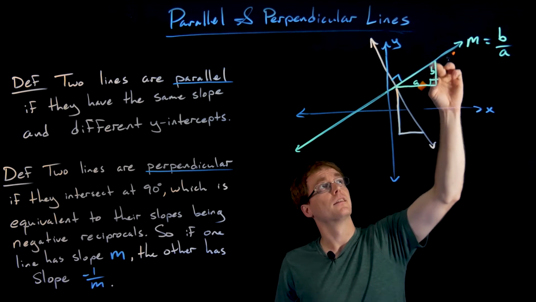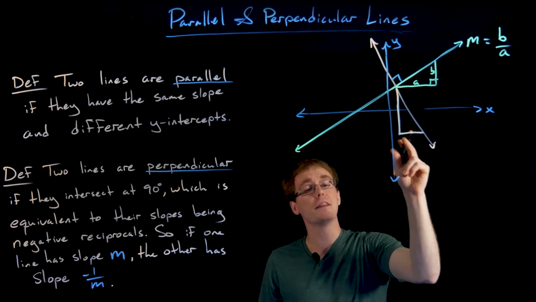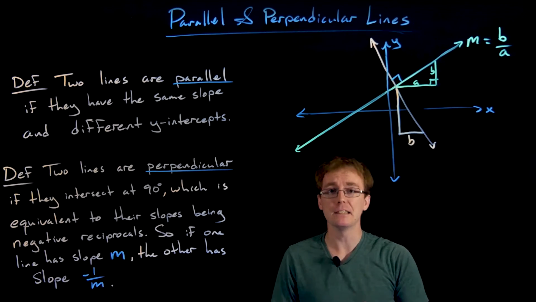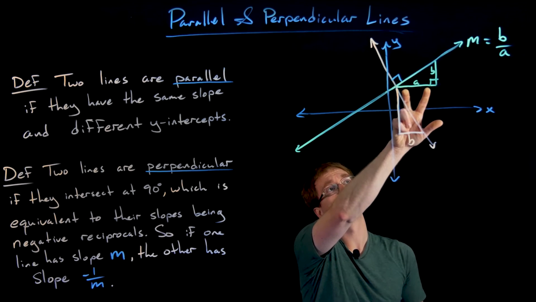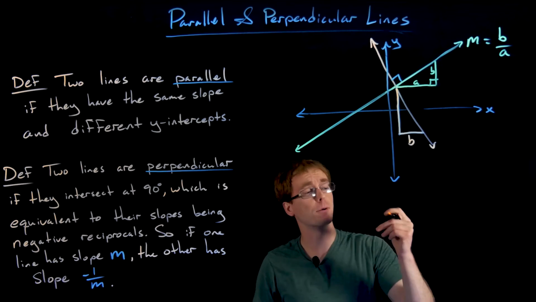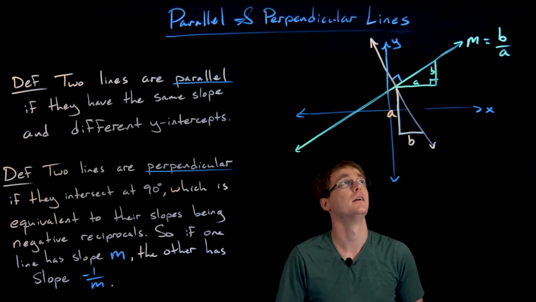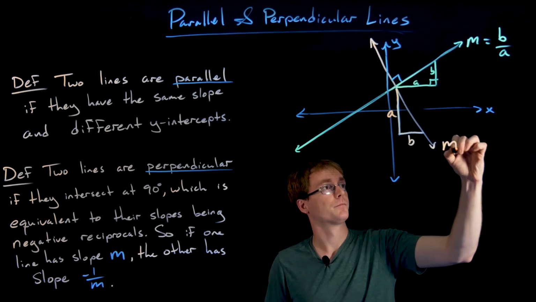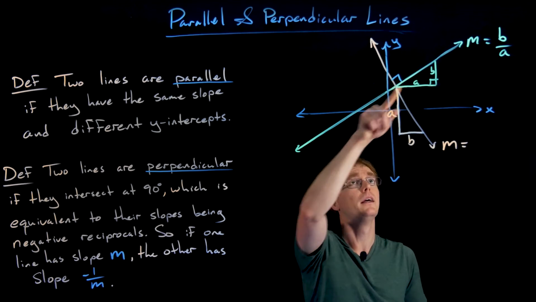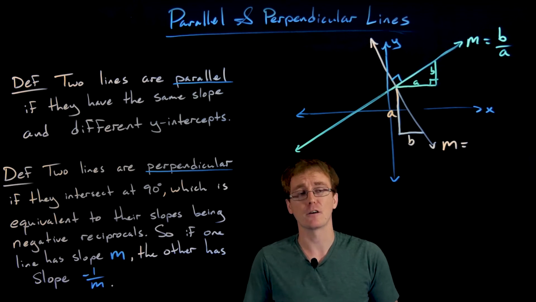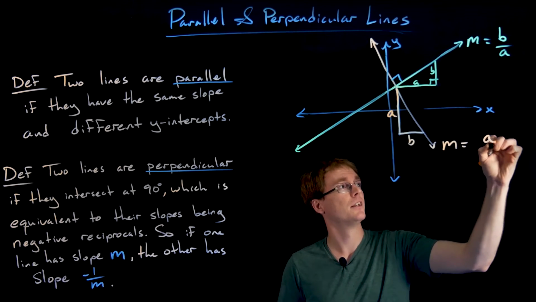So this length that was the height of our green triangle is now going to be the width of our orange triangle. That'll still be B. And now A, which was the width of our original triangle, is now going to become the height of our perpendicular triangle, or triangle corresponding to our perpendicular line. And so now if we want to find the slope of our second line, that is our orange line, which we know is perpendicular to our green line, our first line, we just use our slope formula, the change in y over the change in x.